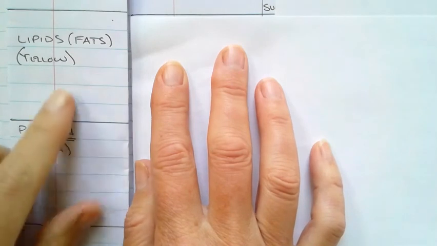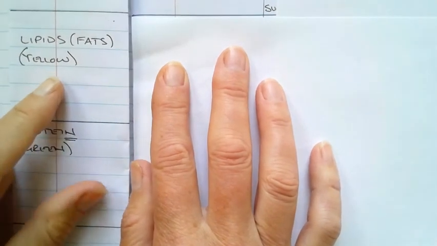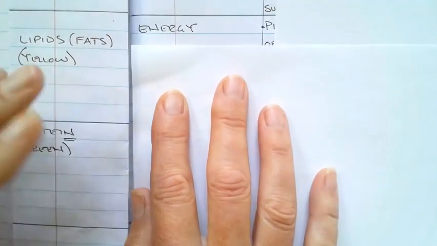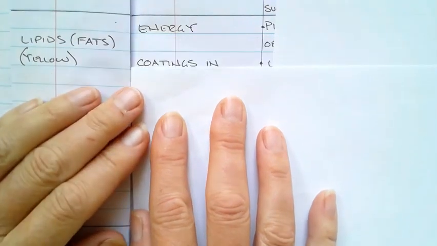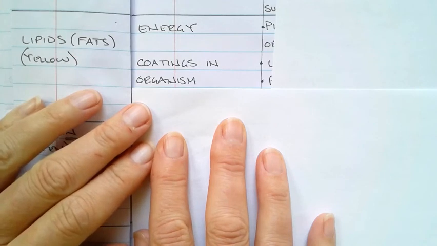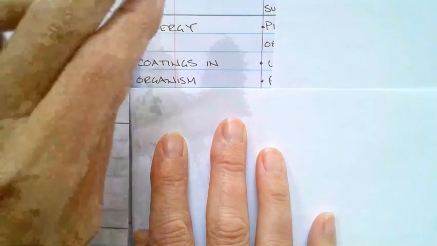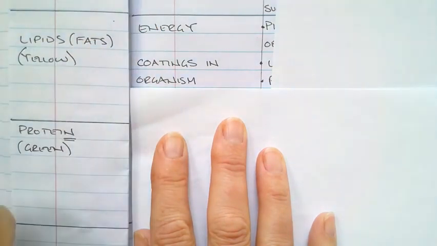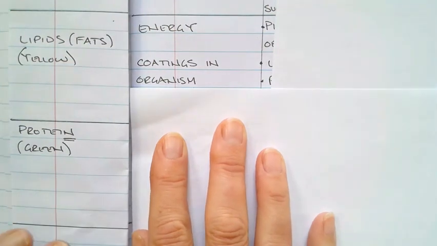The next one we're going to look at are lipids, or our fats. Lipids are also used as a source of energy, and they also are coatings in an organism, such as waxes, steroids, and the like. So again, they're a form of energy. Like both carbohydrates and lipids are used for energy as well as for structures within cells.